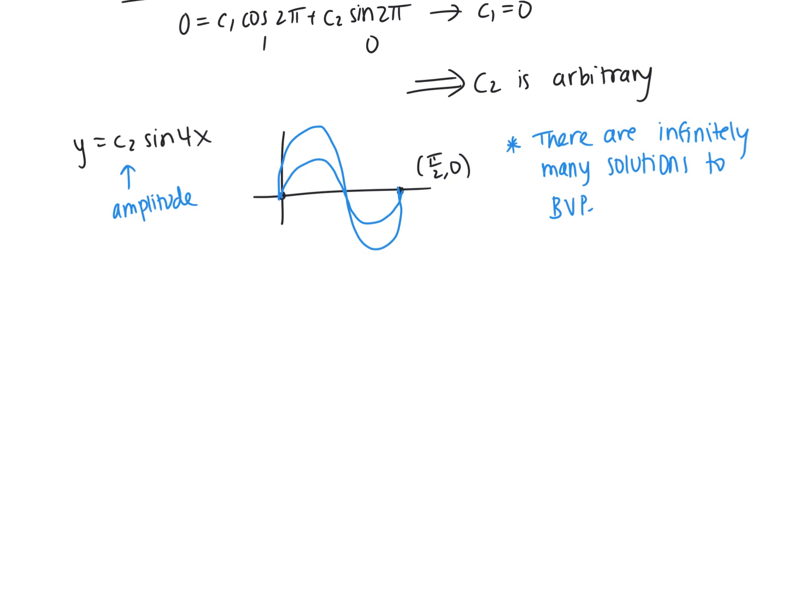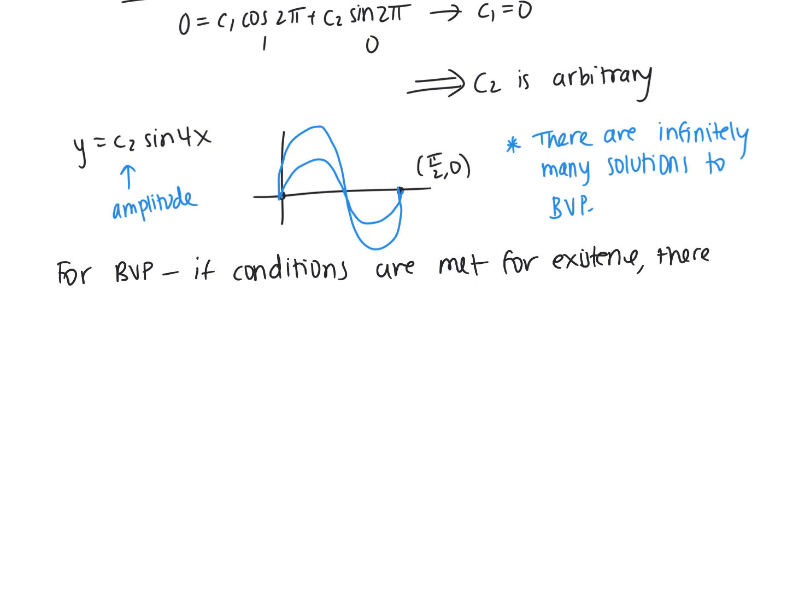Okay, so here's what you need to know. For a boundary value problem, if conditions are met for existence and uniqueness, like they were for an initial value problem, there could be several solutions, like in the example above. There could be one unique solution, or there could be none. So there is no way to tell for a boundary value problem if there is a solution and if it's unique besides solving the problem.